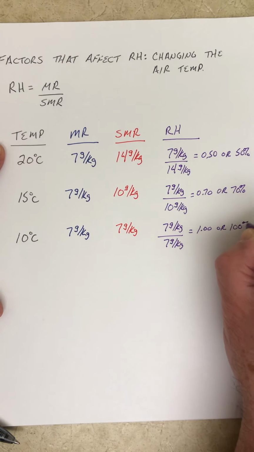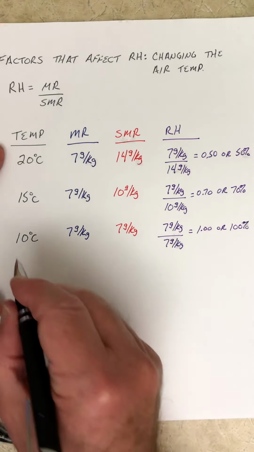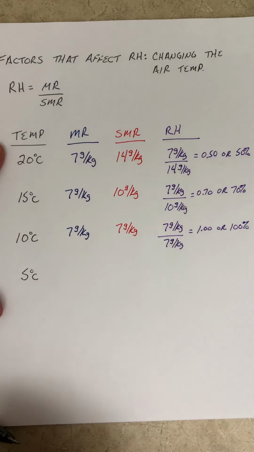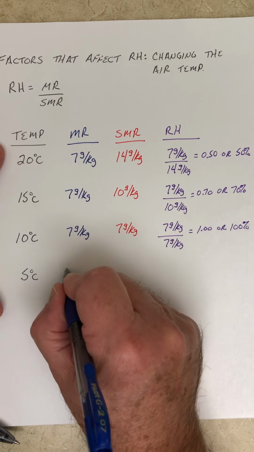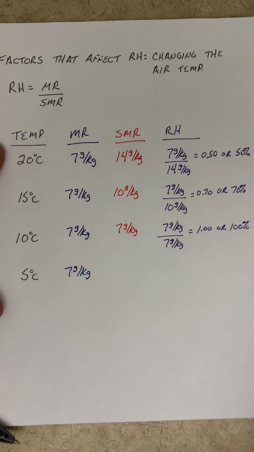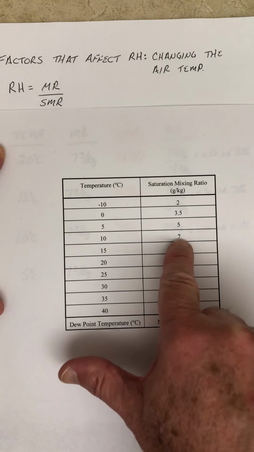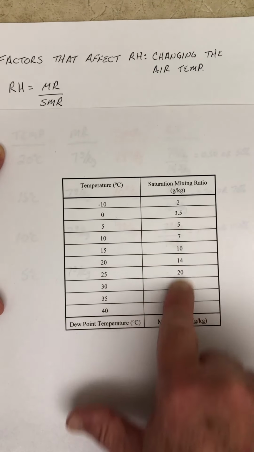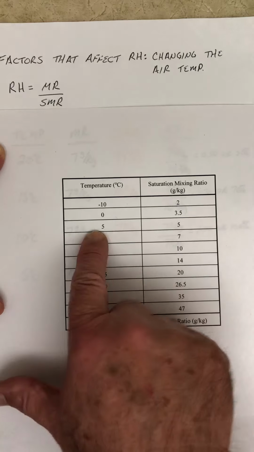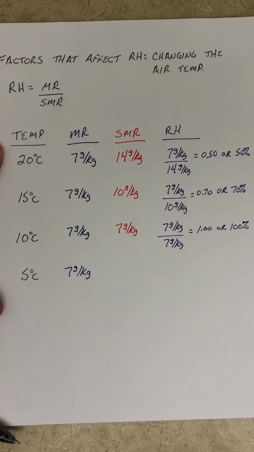So we are saturated. But let's not stop there. Let's decrease the temperature by another 5 degrees C, down to 5 degrees C. If we hold our mixing ratio constant at 7 grams per kilogram and decrease the temperature of the air down to 5 degrees C, our saturation mixing ratio decreases. The warmer the air is, the more water vapor it can hold. The colder the air is, the less water vapor it can hold. At 5 degrees C, the air can hold a maximum of 5 grams of water vapor per kilogram of air.